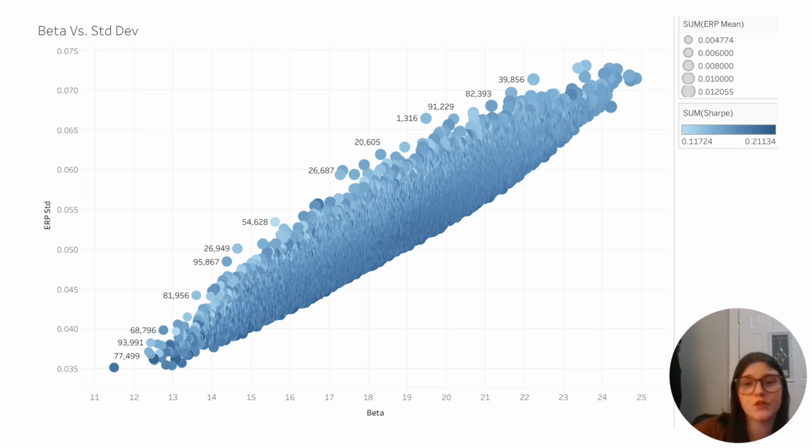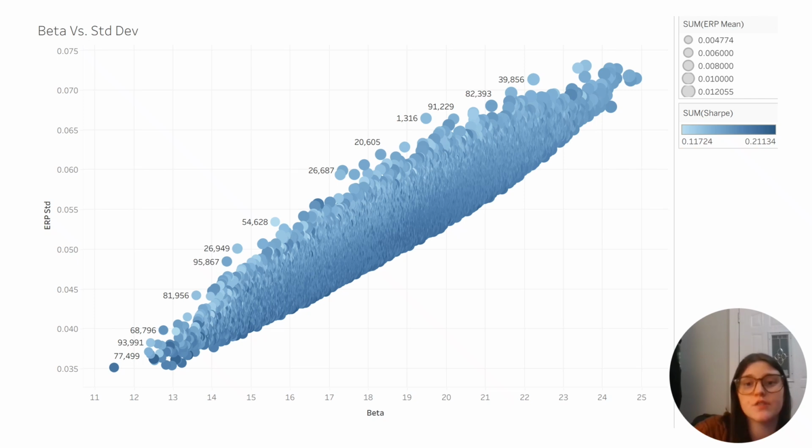Even if two portfolios respond similarly to overall market movements, they can differ dramatically in how much idiosyncratic, stock-specific risk they contain. The size and color of each point reflects excess returns and Sharpe ratio, which helps show that the most attractive portfolios generally offer a balance between total volatility and systematic exposure. This visual helps explain why investors consider both types of risk when constructing portfolios.